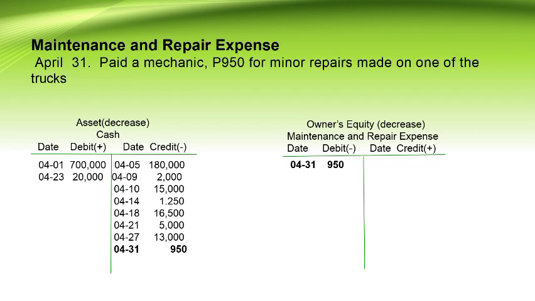And April 31, paid the mechanic 950 for minor repairs made on one of the trucks. So for the last transaction, which talks about the maintenance and repair expense, this transaction decreases both the asset and owner's equity. The maintenance and repair expense is debited and cash is credited for 950. That's all.